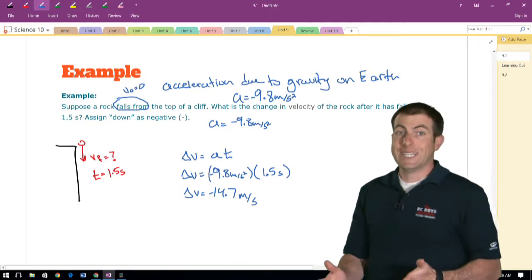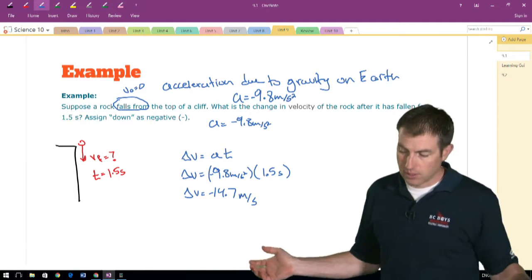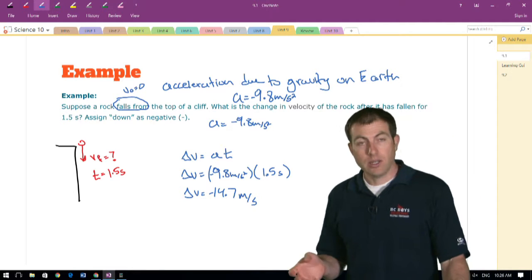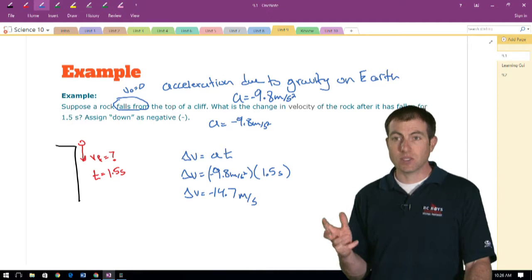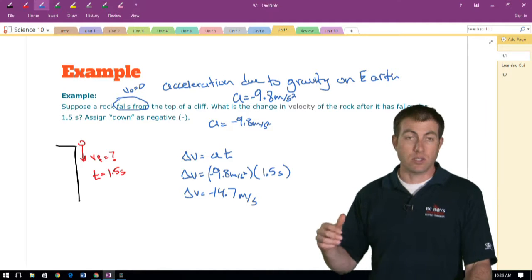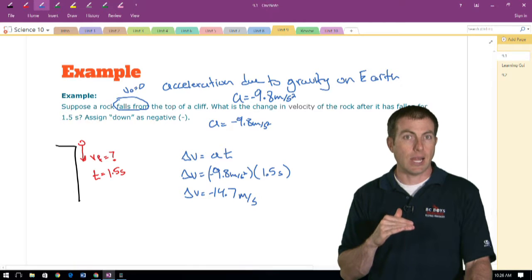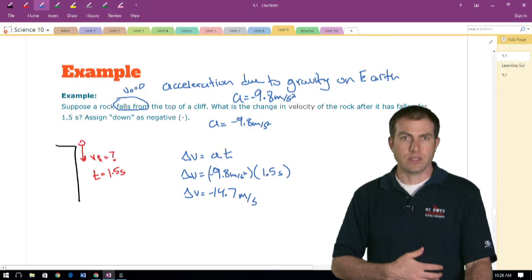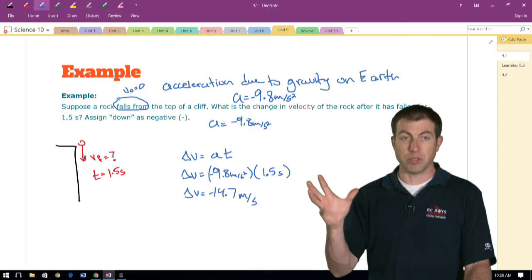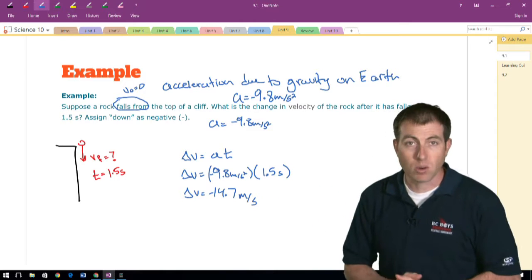So that means it doesn't matter what object. It doesn't matter how much the object weighs. It could be a car. It could be a pencil. In our perfect physics world, it's going to start at 0, and after 1.5 seconds, it's going to be traveling at negative 14.7. That should just blow your mind. Does that blow your mind? Mind blown. Doesn't matter what object.